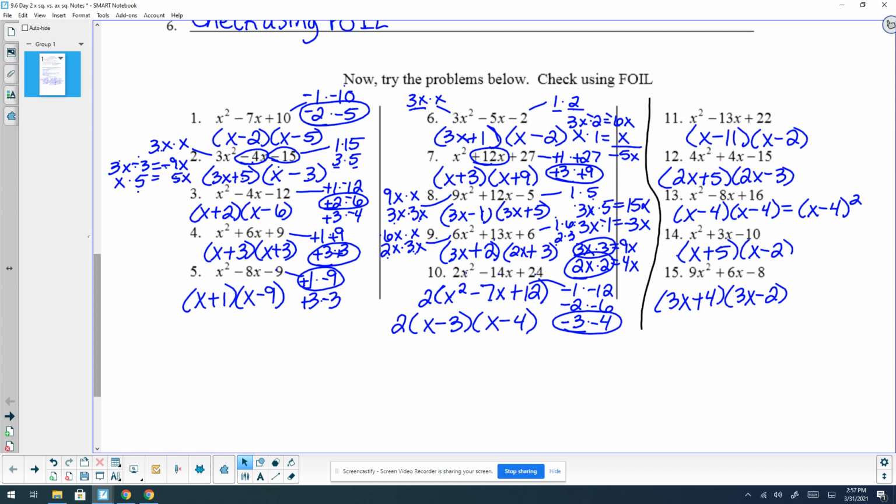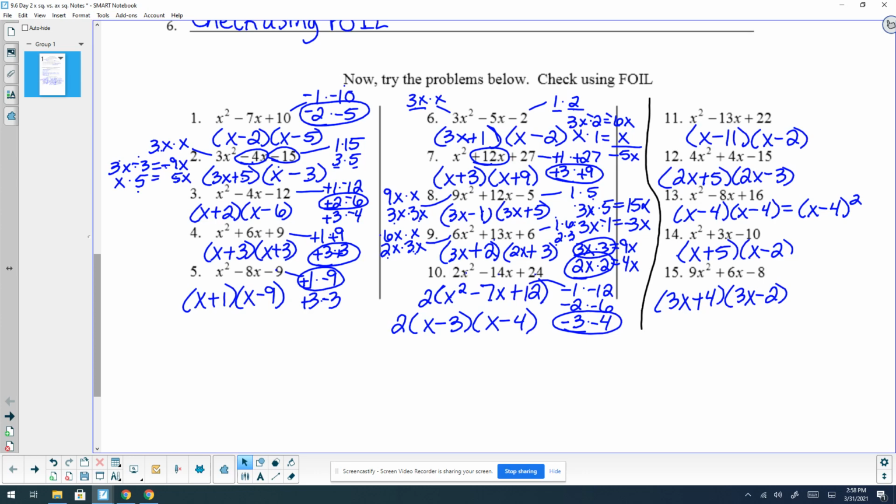On to 14. I had to multiply to a negative and add to a positive. So my larger numbers were going to be positive. My smaller numbers were going to be negative. I figured out that 5 and -2 were able to multiply to -10 and add to positive 3.